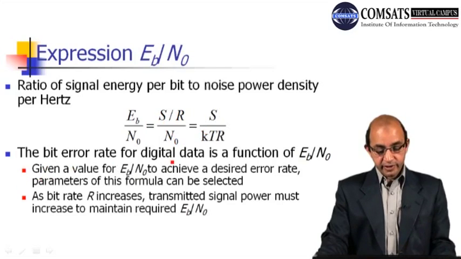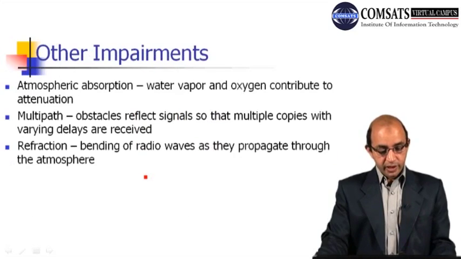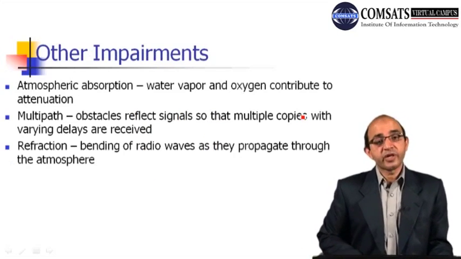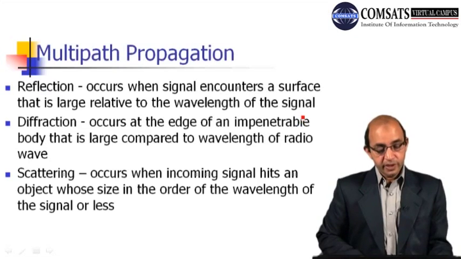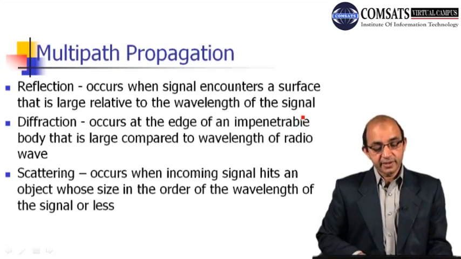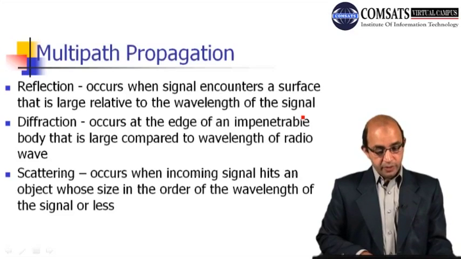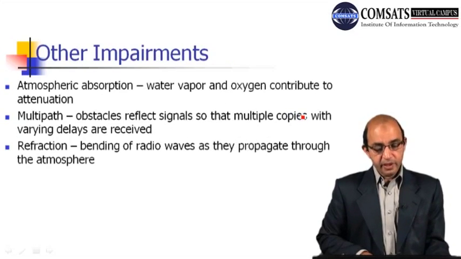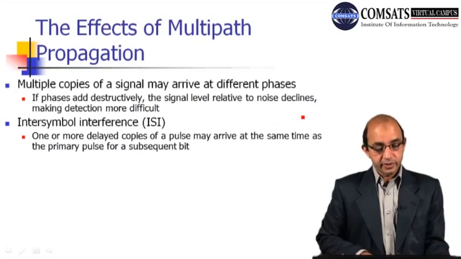Bit error rate for digital data is a function of Eb/N0. There can be some other reasons for impairments: atmospheric absorption, multipath fading, and refraction. So, multipath propagation: reflection occurs when a signal encounters a surface that is large relative to the wavelength of the signal. Diffraction, scattering. So these are the multipath. They can be multipath propagation and multipath fading also.